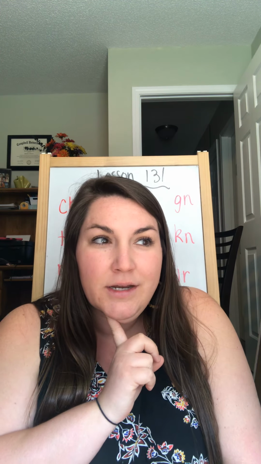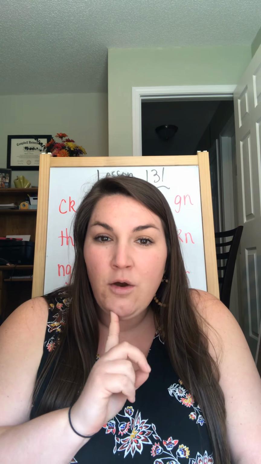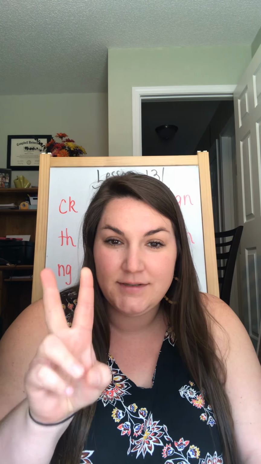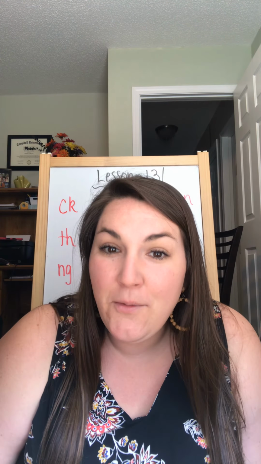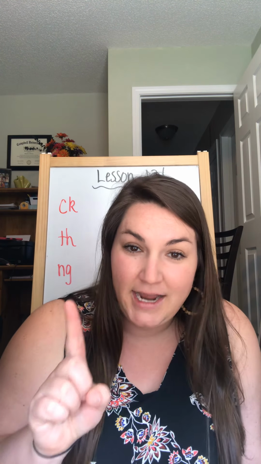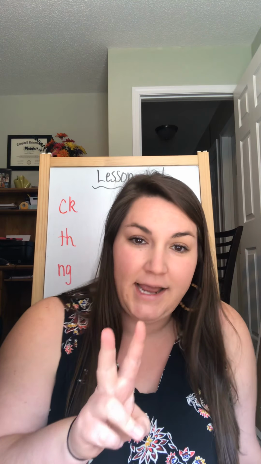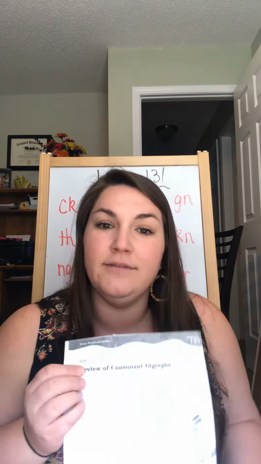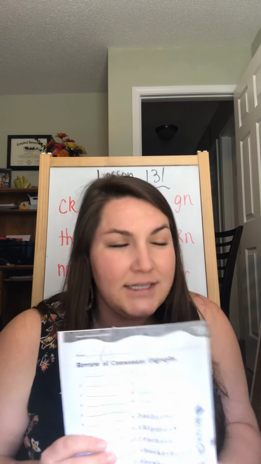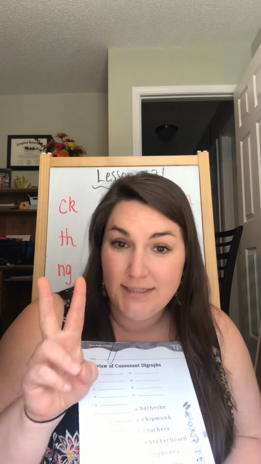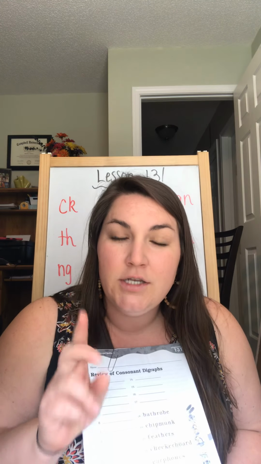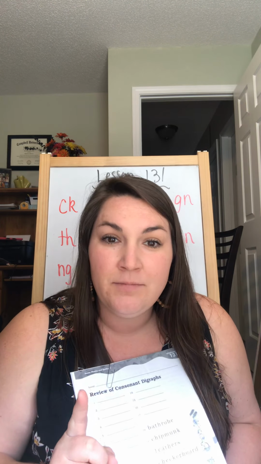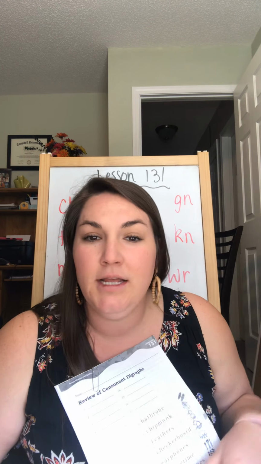Now, who can remind me and tell me what two types of digraphs that there are that we've learned about? Hopefully, you said vowel digraphs and consonant digraphs. And today we're going to focus mainly just on the consonant digraphs. And remember, a consonant digraph is when two consonants come together to make one different sound. So, let's go ahead and review just a few. I've written them on the board.